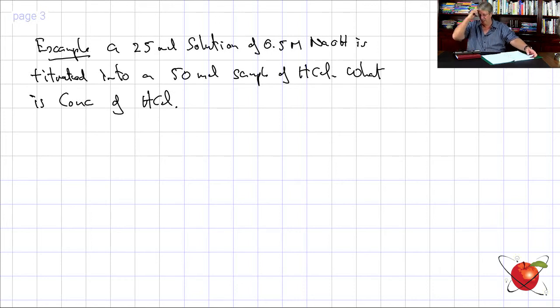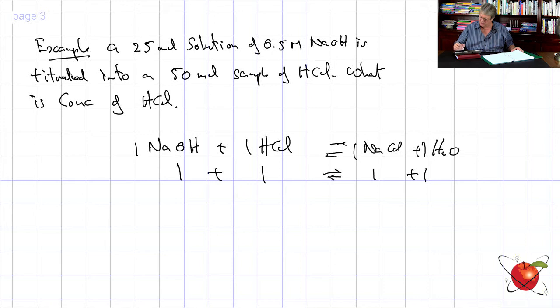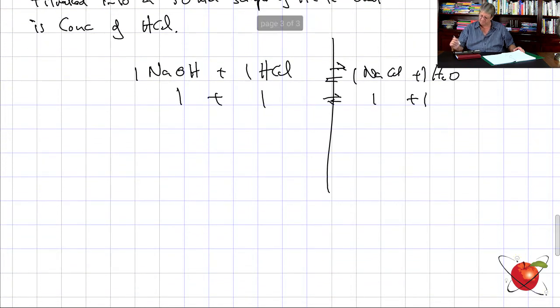Now, straight away, we start off with a balanced reaction. So we're going to say NaOH plus HCl goes to NaCl plus H2O, and it is balanced 1 is to 1 is to 1 is to 1. So 1 plus 1 goes to 1 plus 1. These are my double arrows, by the way, because I'm moving at a bit of a speed. Now, what's the next step?